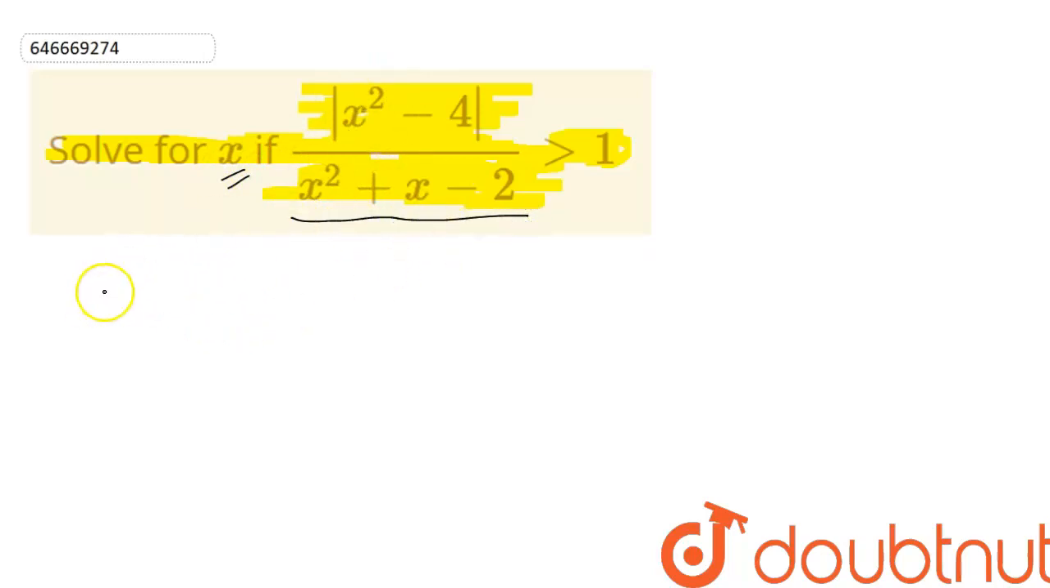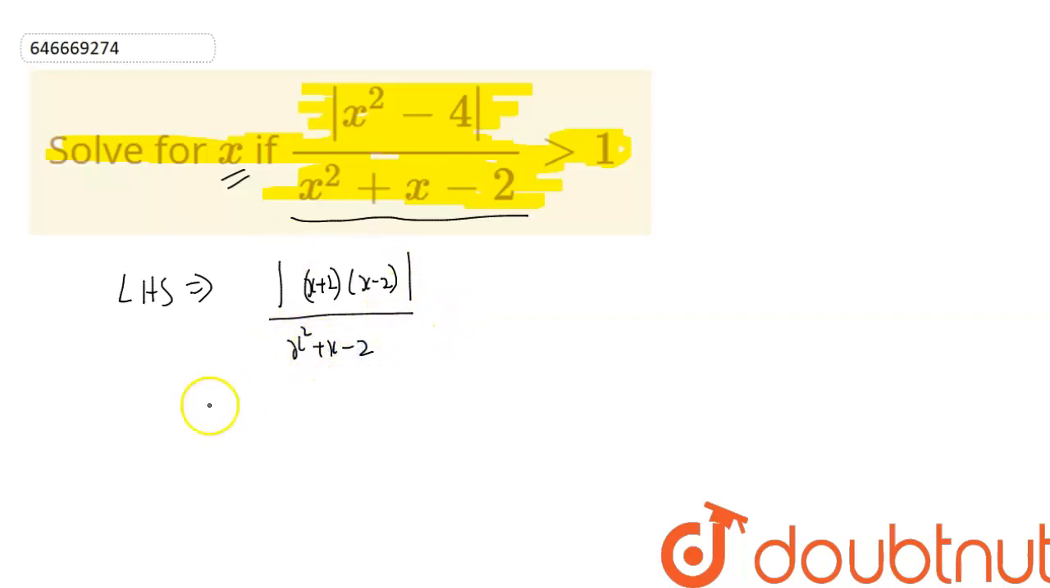So here we have the left hand side. We are going to rewrite it like this. In the modulus we have x square minus 4. By using the a square minus b square identity, we write it as x plus 2 times x minus 2 inside the modulus, and this is all divided by x square plus x minus 2. So this is our left hand side. Now we are going to take the numerator, which is the modulus of x plus 2 times x minus 2.